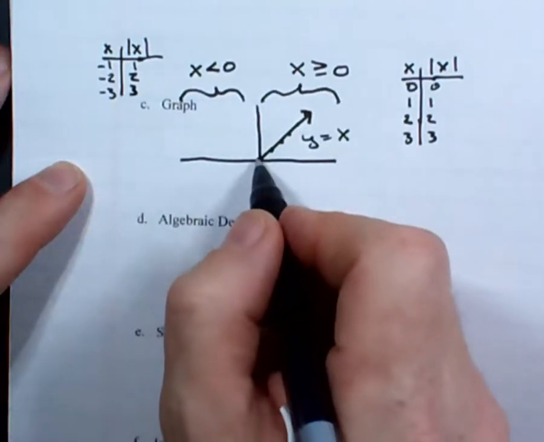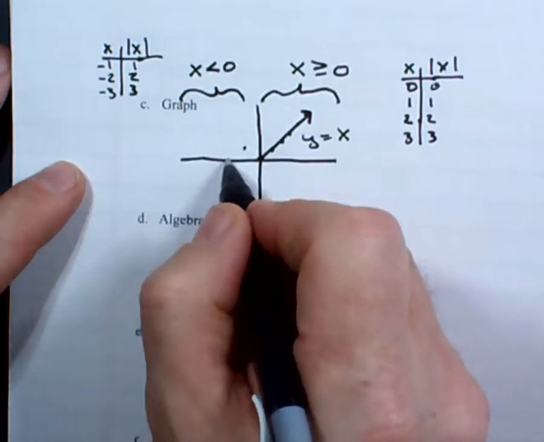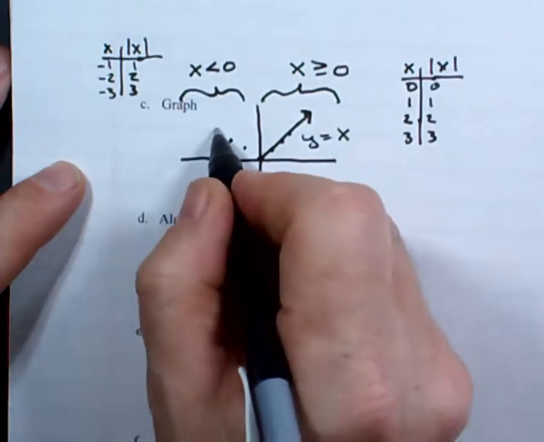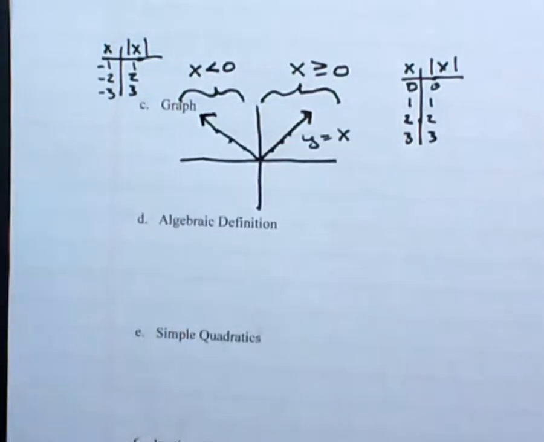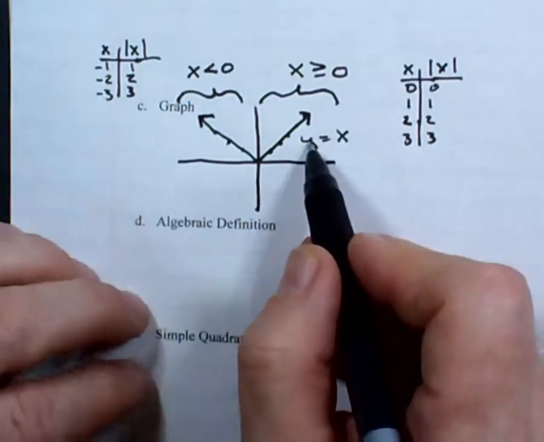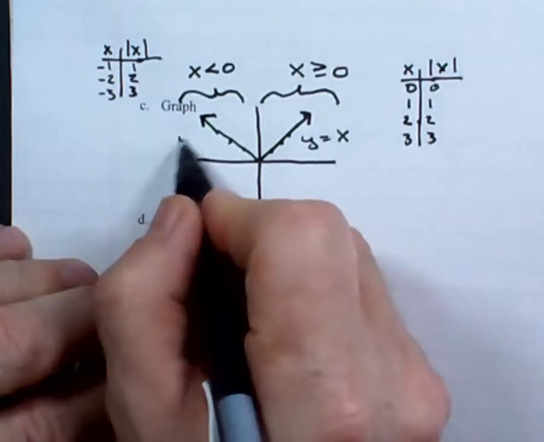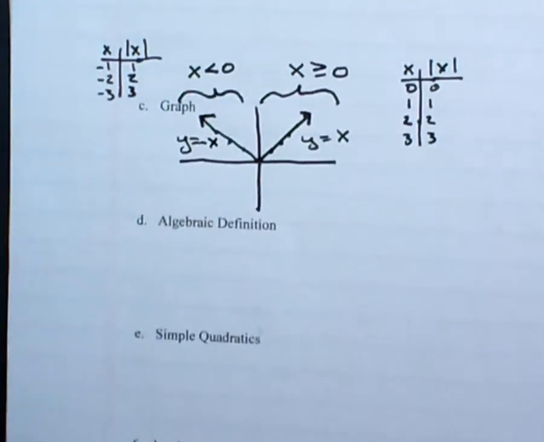So what does that look like? Well, it's going to be -1, 1, -2, 2, -3, 3. So it looks like this. The absolute value function is a V. It's a linear piecewise graph. If the equation of this line is y equals x, what's the equation of this line? Y equals negative x. Okay. Are we okay on that?